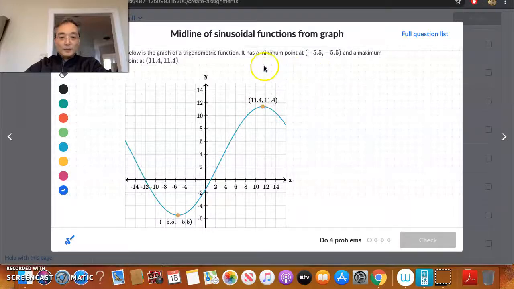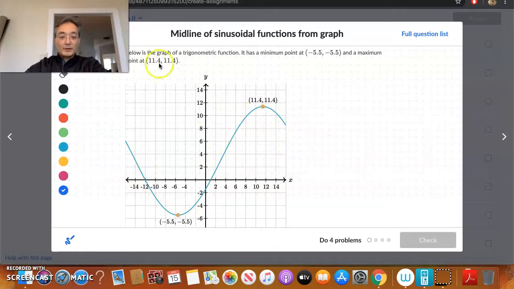Hi everyone. Today we're going to look at some problems that deal with how to find the midline of sinusoidal functions from graphs. Again, sinusoidal functions are functions that behave like the sine function, which are periodic. They repeat, and they have this very repetitive type of wave shape. And it just continues repeating on and on and on.